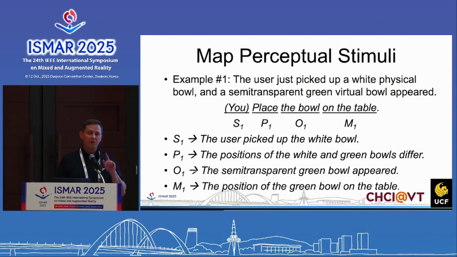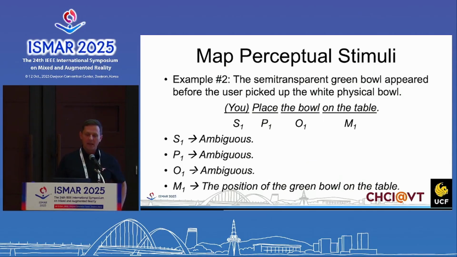Now, let's consider an alternative example on how important the shared interaction state is. Let's assume that semi-transparent green bowl was already on the table before the user picked up the white bowl. All of a sudden, the entire interaction context has changed. It is no longer clear that the user is the subject of the interaction. Perhaps a user behind them picked up a bowl and that's why it appeared. Or perhaps anyone who comes along could be the user, right? It is also no longer clear what the object should be.